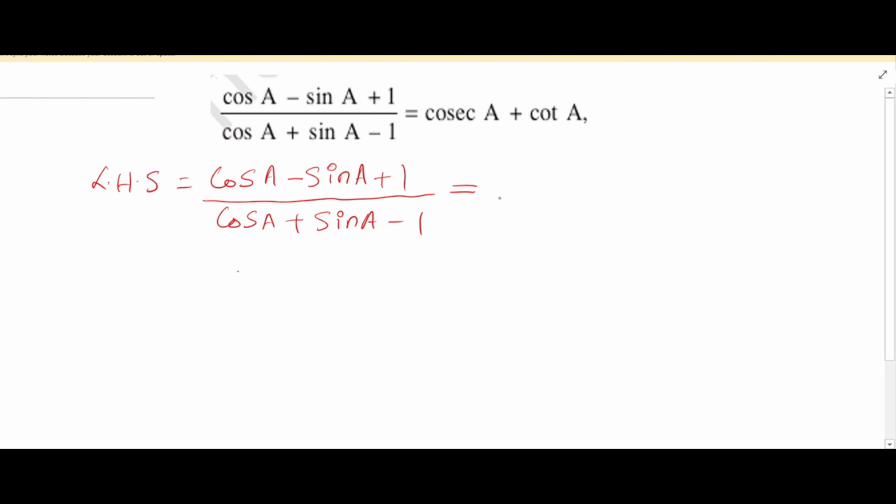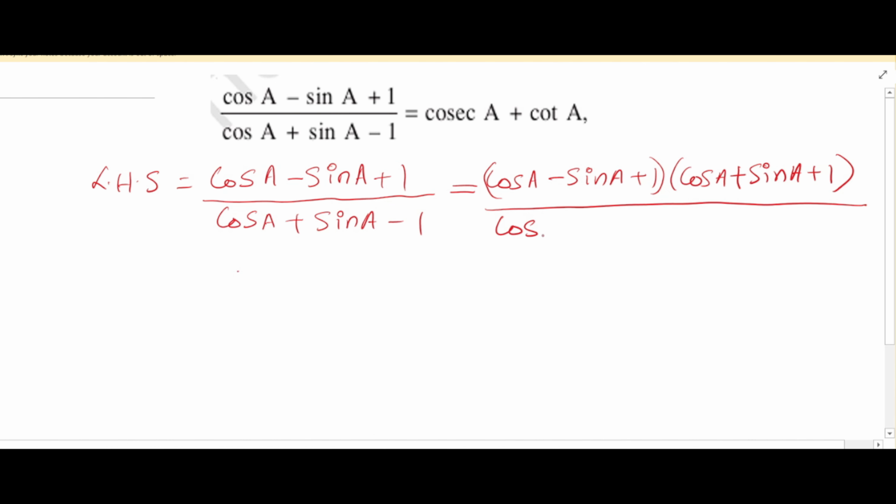We are going to multiply the numerator and denominator with the conjugate of the denominator. That is, (cos A minus sin A plus 1) into (cos A plus sin A plus 1), divided by (cos A plus sin A minus 1) into (cos A plus sin A plus 1). I am going to simplify the numerator and denominator separately.